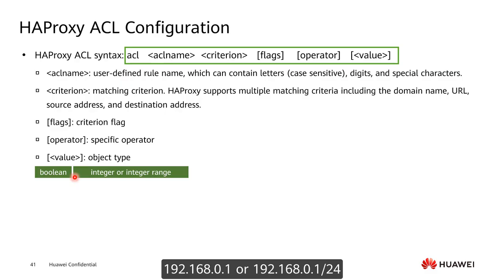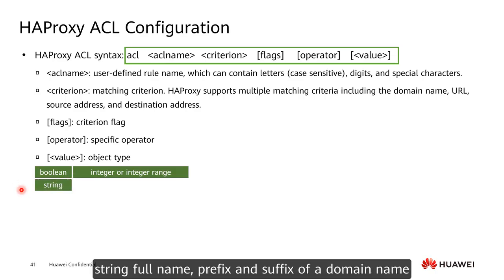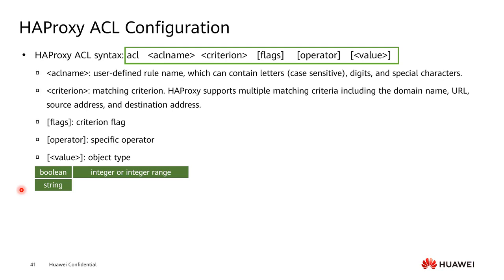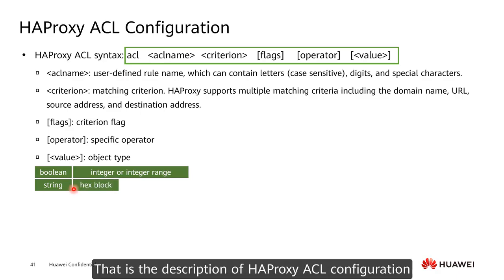192.168.0.1 or 192.168.0.1/24 is used to match an IP address or an IP address range. String, full name, prefix, and suffix, often domain name, path, and URL regular expression. And final one, hex block. That is the description of HAProxy ACL configuration.